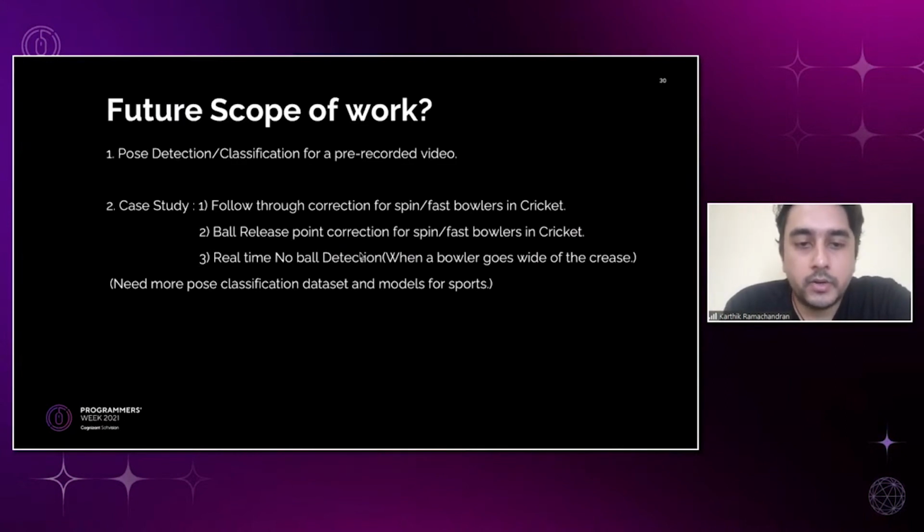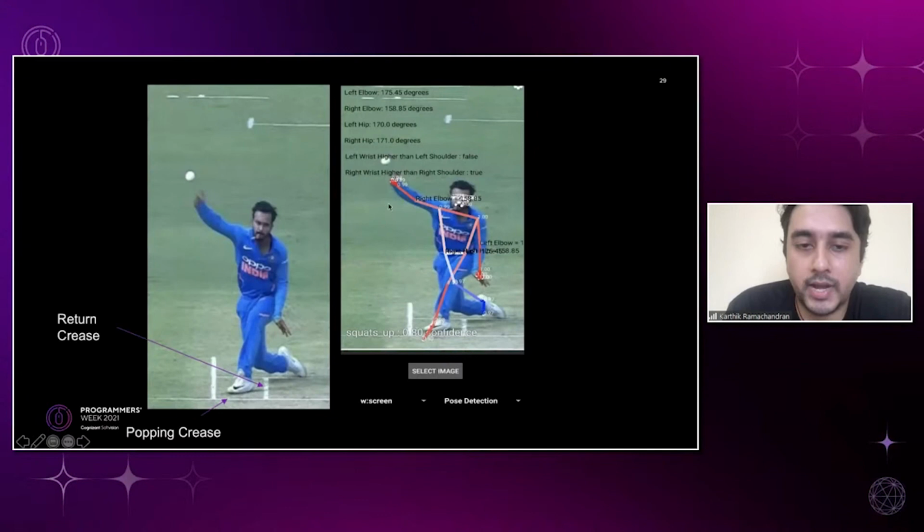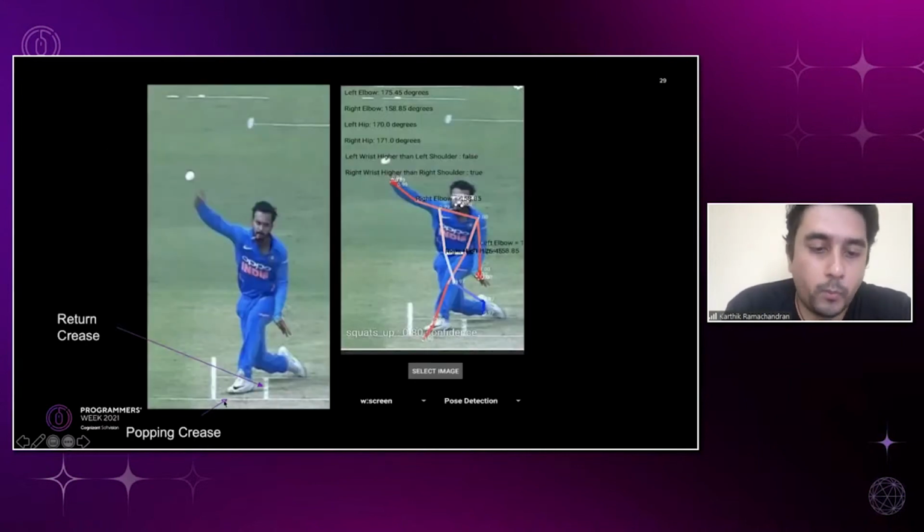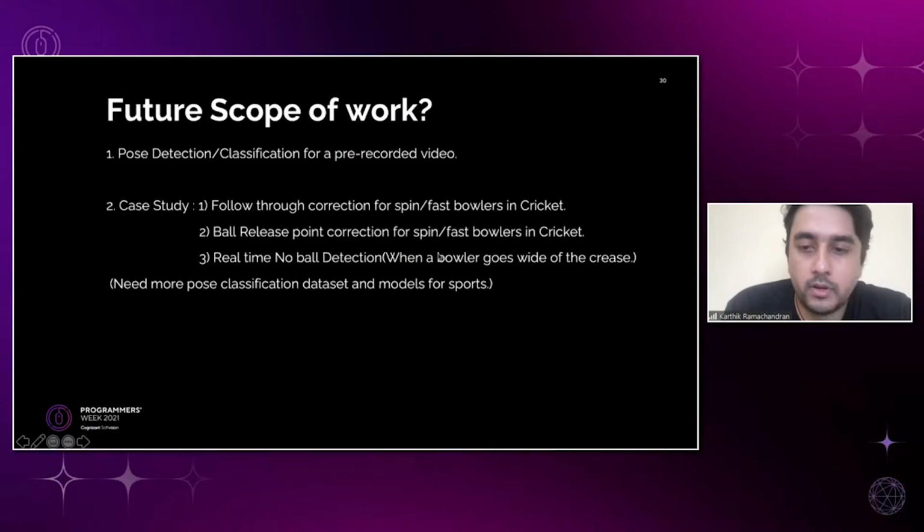Other than that, I would say it can be used for release point correction. If you just take the side angle of this, although I don't have a picture for the side angle, it can be used for release point correction for the bowlers in this sport. And also real time no ball detection can be done, but not when the bowler crosses the popping crease, because it will be very difficult to calculate a no ball in real time. But it can be used for detecting no balls when the bowler goes wide of the crease.